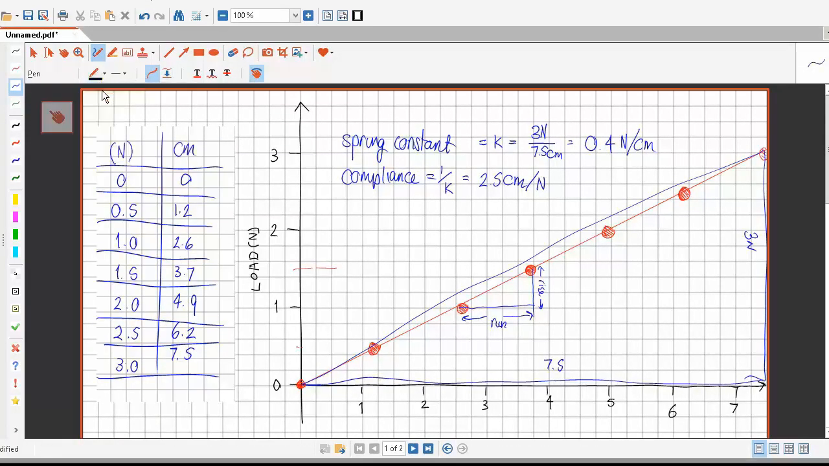I realized that what I've forgotten to do was to label the x-axis. So let me do that now. The x-axis is the extension of the spring measured in centimeters. And that completes our graph.